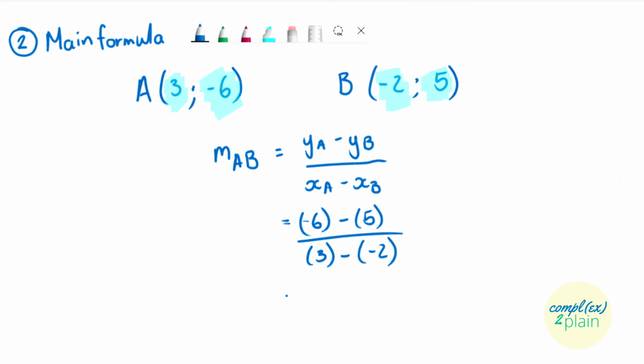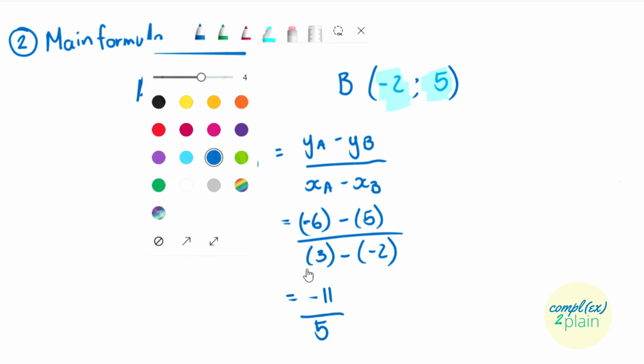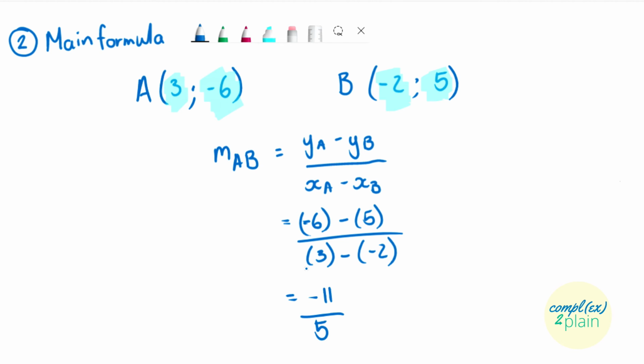And minus 6 minus 5 is minus 11, and 3 minus 2, it's plus, so that's going to be 5. And that's my gradient. Horrible numbers I'm working with, but you get the point. I just want you to always be careful. You can't swap this around. So you can't substitute it like this. They are not interchangeable, okay?